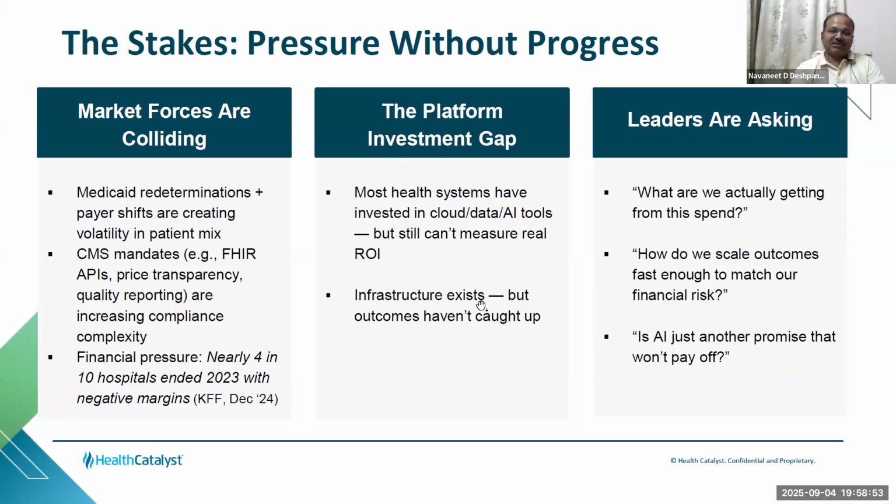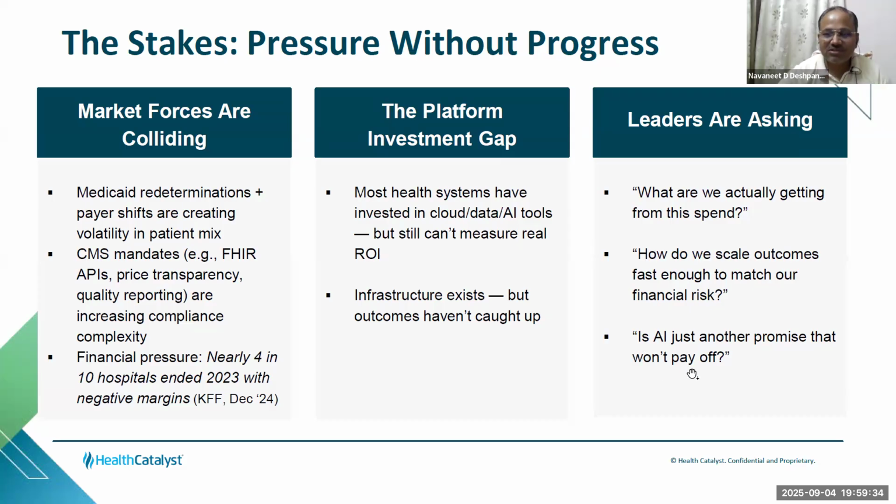The infrastructure exists. The hospitals are built very nicely, good to look at, high-rise buildings, but outcomes haven't caught up. Most of the people are not completely satisfied with what is going on. The leaders who have started these things are asking, what are we actually getting from this spend after spending this much on AI and data? How do we scale the outcomes faster to match our financial risks? Because once you put the money in, there's a fixed budget and it gets locked into fixed capital. Then there is always market risk, financial risk, and several other associated risks. Is AI just another promise that won't pay off?